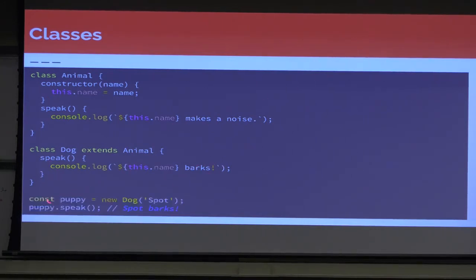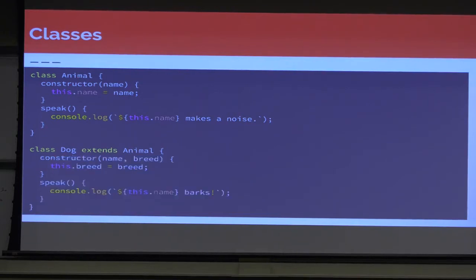And I'll tell you, this really came in handy when I used to be a web developer at a vet tech office. So we have a dog that extends animal. And in our speak method here, we're going to console log this.name barks, because that's what dogs do. So now we create a puppy. It's called Spot, and Spot barks. And as you can see, we don't have a constructor here because it's going to inherit the constructor of our parent class.